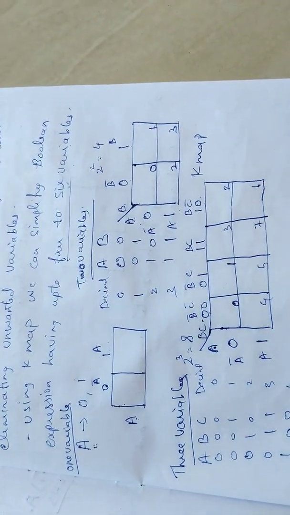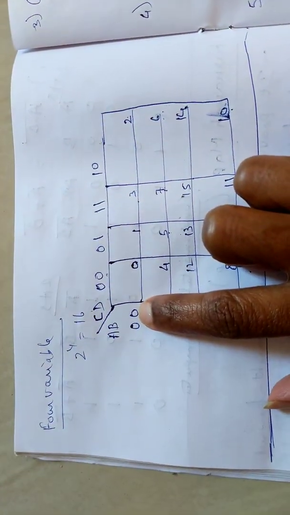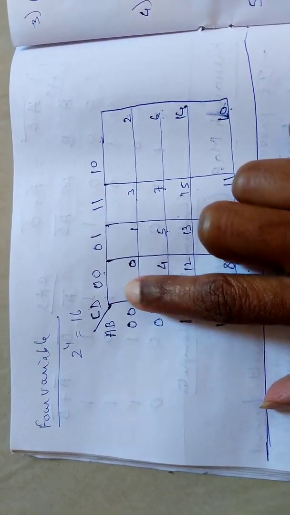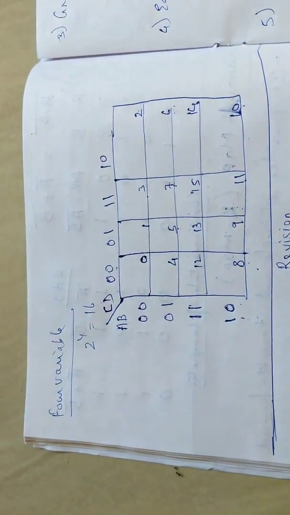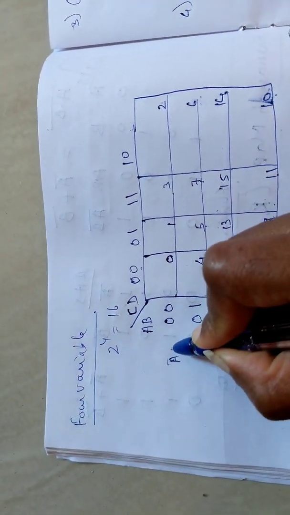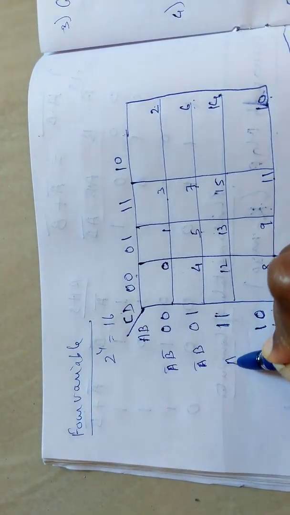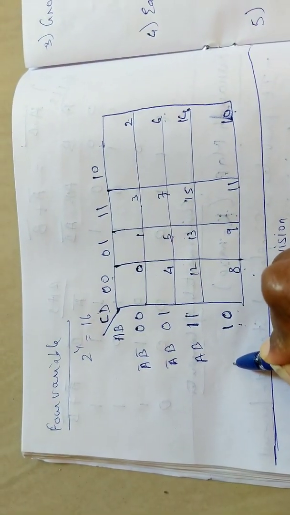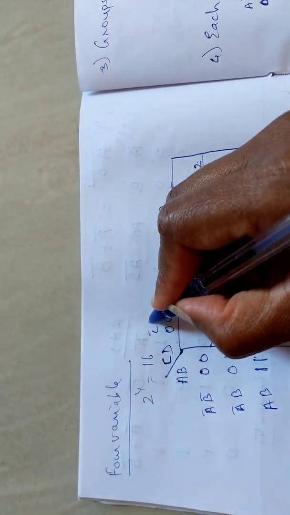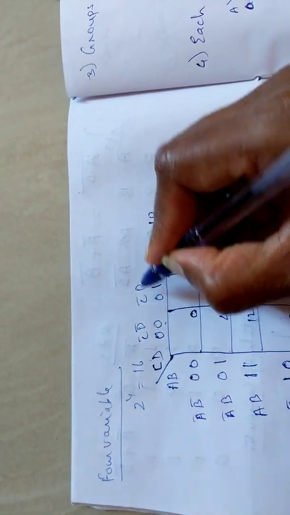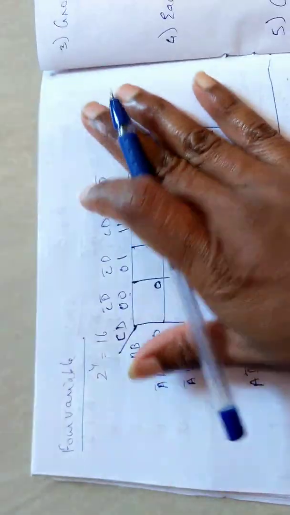Yesterday's class we discussed this, from three variables up to four variables. Wherever you see zeros, that will be your dash, so it will be A dash B dash, and this will be C dash D dash. In that way the combinations will come. I'll write it down on the side once again. This is your A dash B dash, then A dash B, then AB, then A B dash. This is for four variables: C dash D dash, C dash D, CD, CD dash. Till this we have discussed.